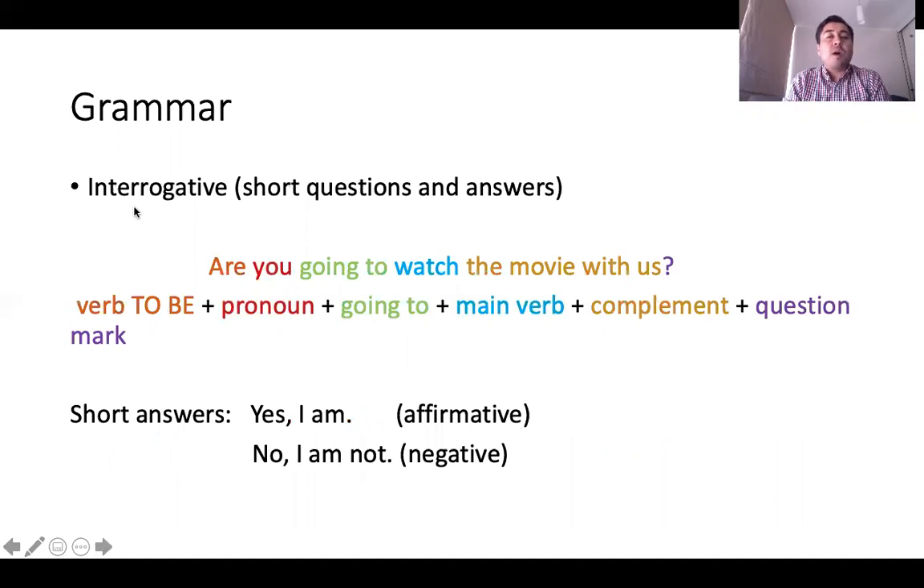If you want to make questions, you can make questions using the short form, which is when you have the verb to be at the beginning, the pronoun, then going to, then the main verb, the complement, and of course at the end the question mark. So you have this question which says, are you going to watch the movie with us? And you answer this question with a short answer, which is, yes, I am, if it is affirmative, or no, I'm not, if it is negative.